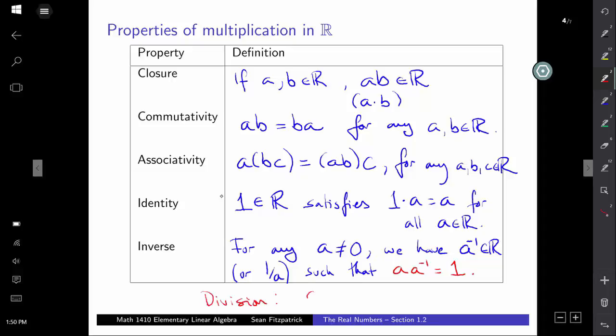If we want to do A divided by B, we define that to be A times 1 over B, so A times B inverse. This is how division is defined. Alright, so those are all the properties that addition and multiplication have, and you'll notice that they're pretty much all the same. The only one to be careful of is that with multiplication, of course, we can't divide by 0.